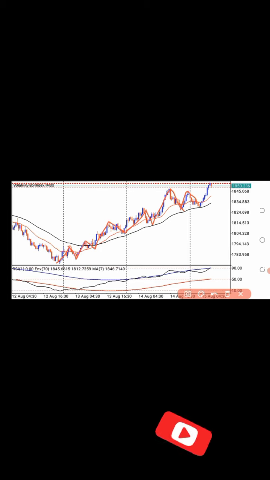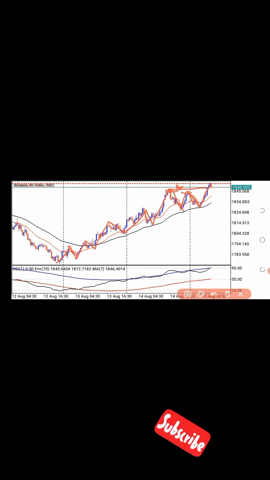Then we have this mini structure, then you have this higher low. We can't call this one a higher high because it did not break the structure, this previous high, so we can't call it a higher high. So we have this as our higher low, and we'll have this as our new higher high because it has broken the structure here. We have a DML.